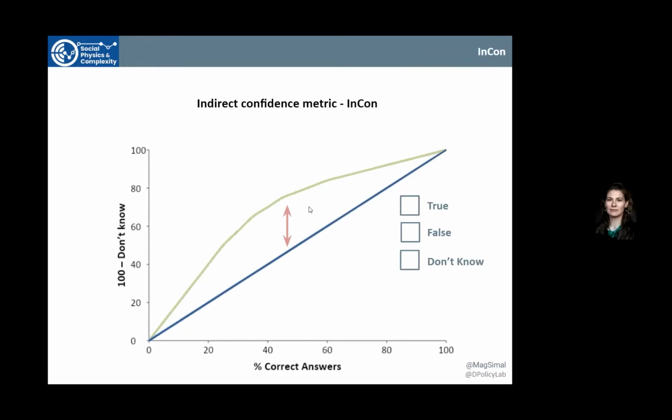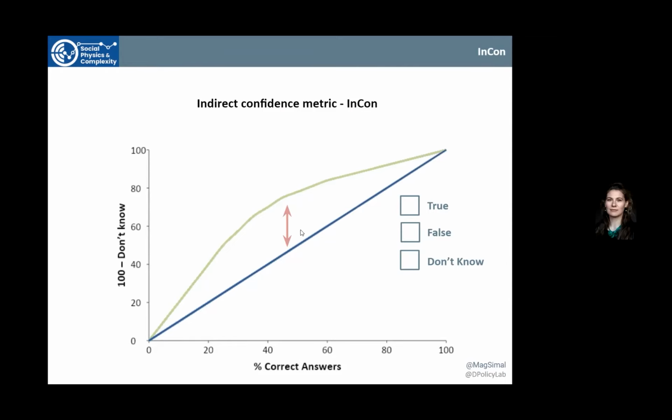So what we came up with, and this is part of a bigger project undertaken in the scope of a big ERC-funded project in Joanna's group, is an indirect measure of confidence that we call here INCON, that we can apply to most tests or surveys that have any kind of knowledge question that can be answered with true, false, don't know. So, for example, if you have to answer whether it's true or false that an atom is bigger than an electron, as a rational agent, you either know the answer, or if not, you should say, I don't know. So that you stay on this blue line where knowledge and confidence grow linearly.